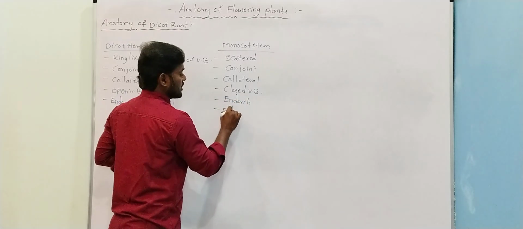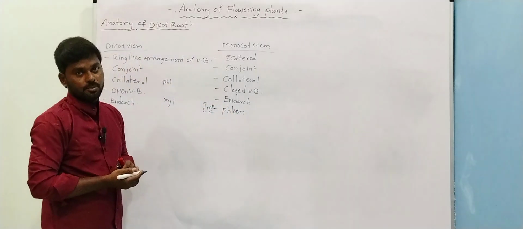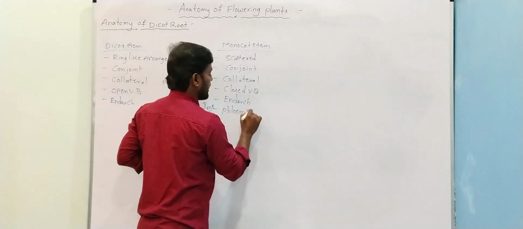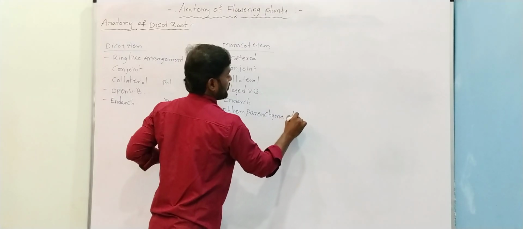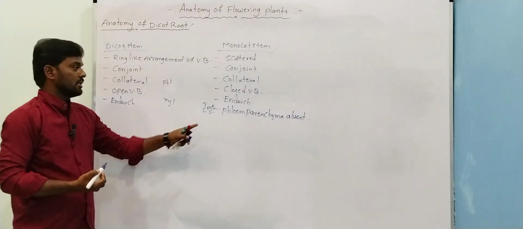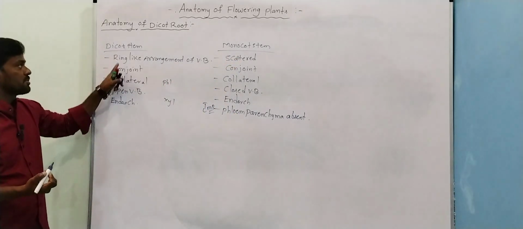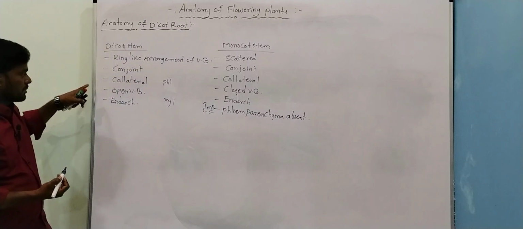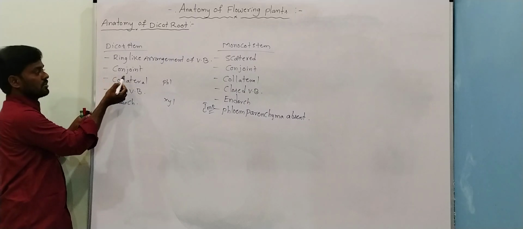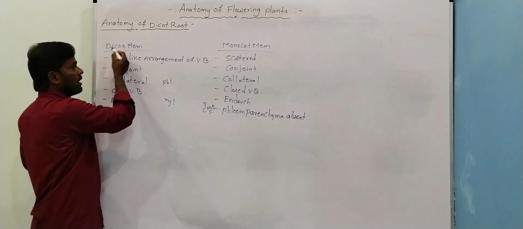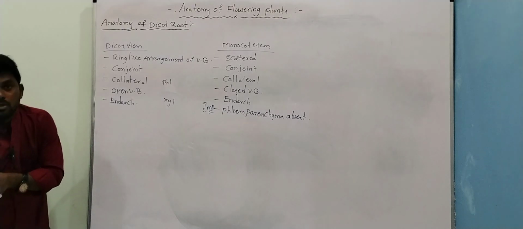Next, the most important point, which is important from the NEET examination point of view also: the phloem parenchyma is absent, and there is no secondary growth. Secondary growth is absent in the monocot stem, and secondary growth takes place in the dicot stem. So you have to remember these most important points: ring-like arrangement of vascular bundles, conjoint, collateral, open vascular bundles. Keep all these points in your mind. These are the most important points in the dicot stem and monocot stem.